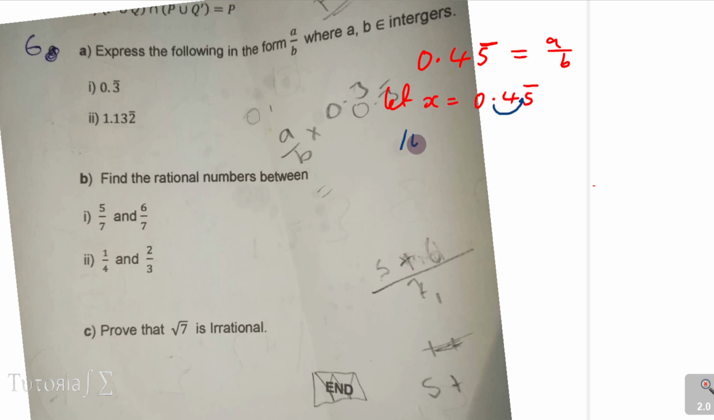So if we multiply this side by 10, we're going to have 10x equal to, we multiply this other side by 10 as well. So 10 times 0.45 bar, this would be 10x would be equal to 4.5 bar. Okay, so this will be your first step always.